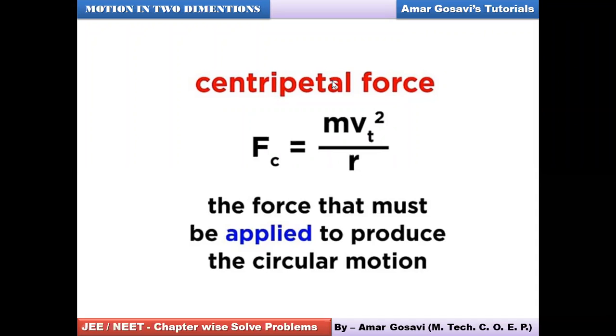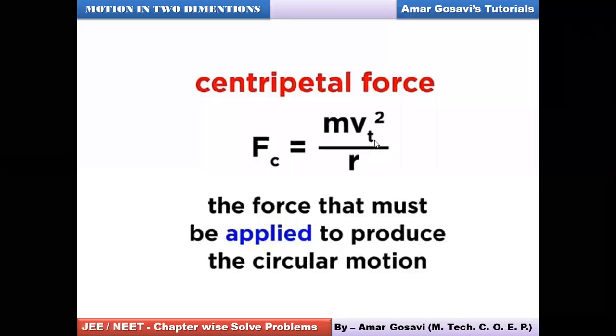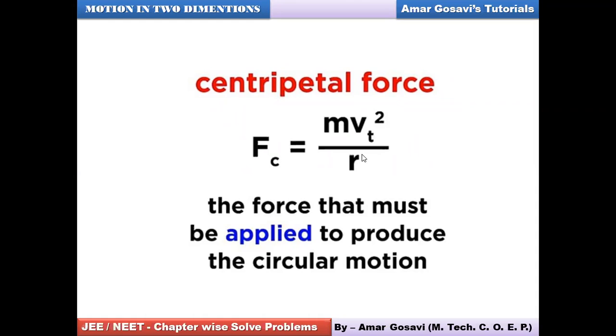But if you realize one thing, force can also be given as mass into acceleration. So mass is represented by m and acceleration will be represented by v square by r. This is the acceleration I am talking about. I call this acceleration centripetal acceleration, or the radial acceleration. We are supposed to derive this equation, v square by r.